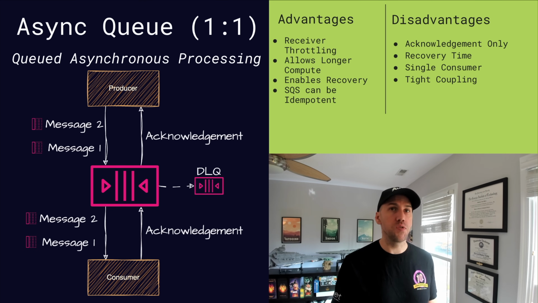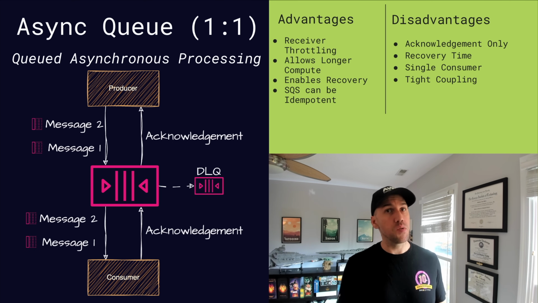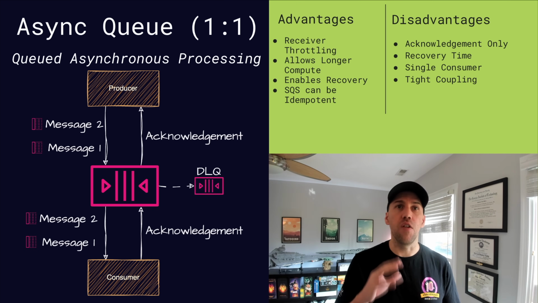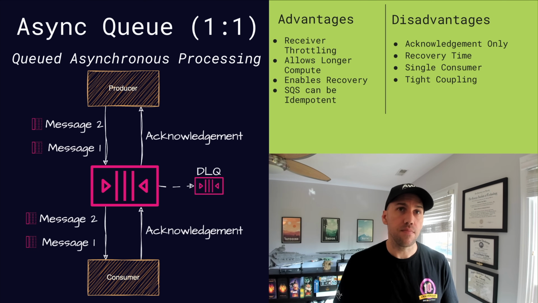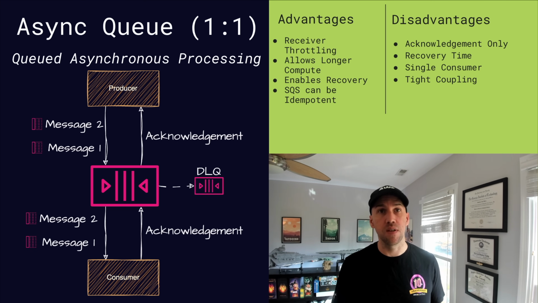Here, a producer sends messages to a queue and receives an acknowledgement in return. Separately, a consumer polls this queue to retrieve messages, also acknowledging once the messages are processed. This model allows the receiver to control the rate at which it processes messages, preventing overload. It accommodates processes requiring longer compute times as messages can wait in the queue.